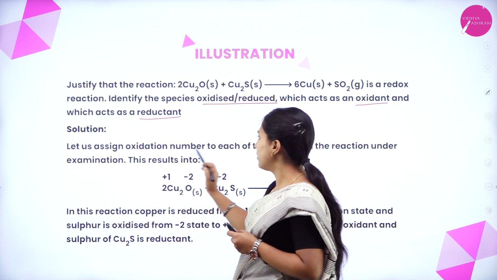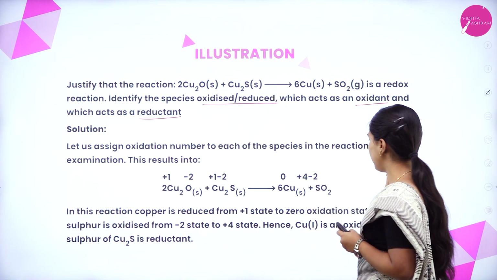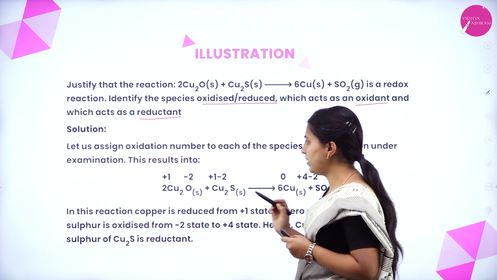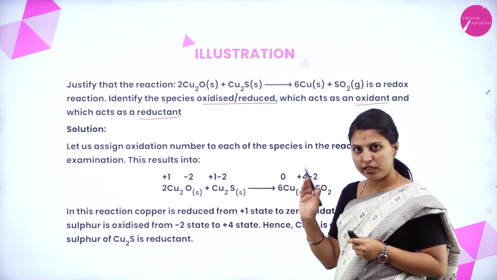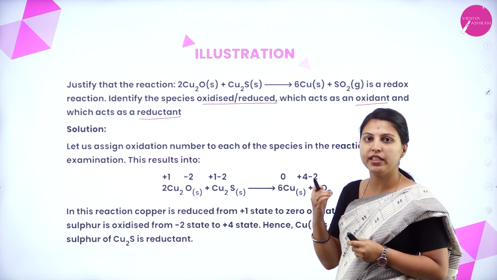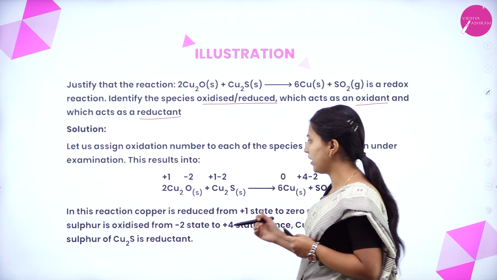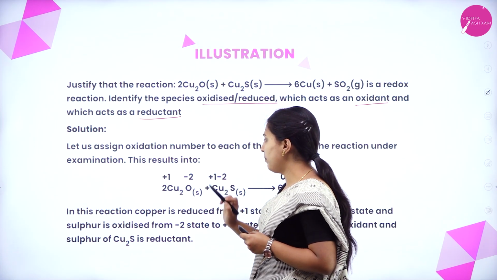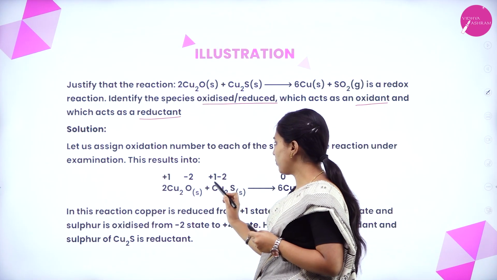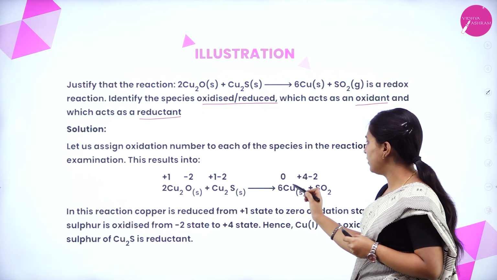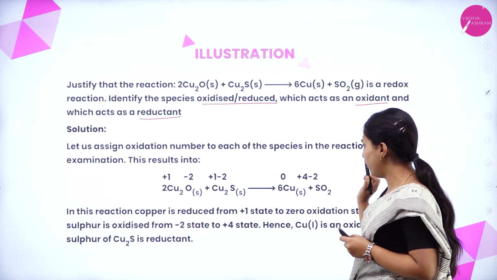Let us assign oxidation numbers to each of the species in the reaction. For the given reaction, you have to analyze each and every element with its oxidation number or oxidation state. This one is +1, this one -2. This is interchanging also, you can do. And this is +1 and -2. This is 0. This is +4 and -2.